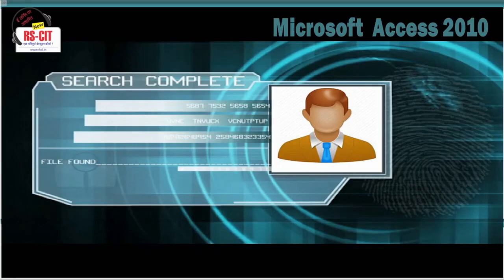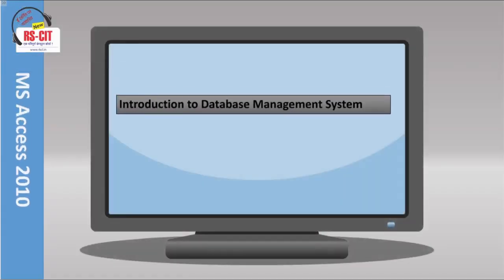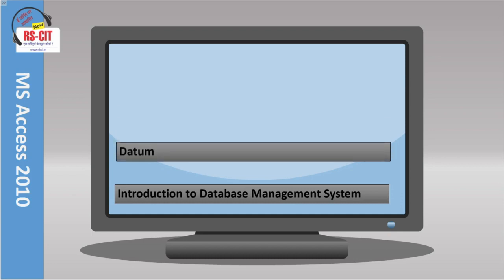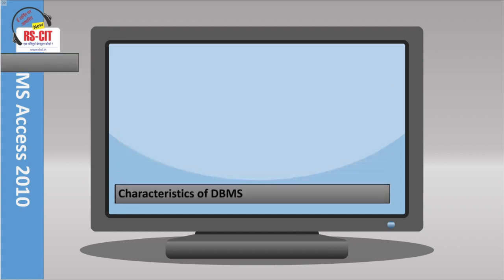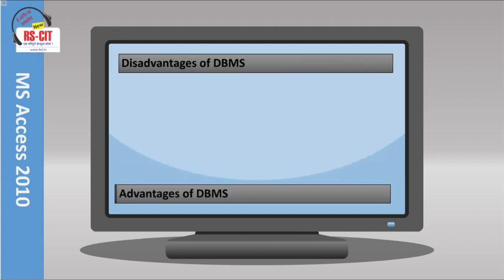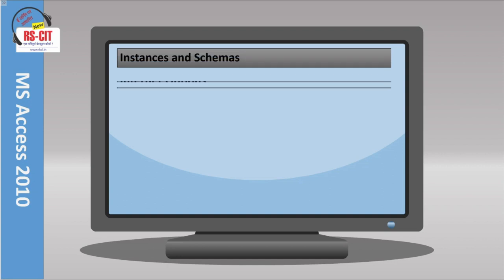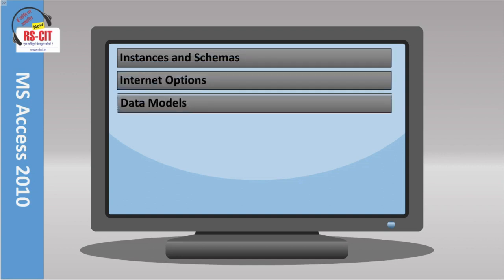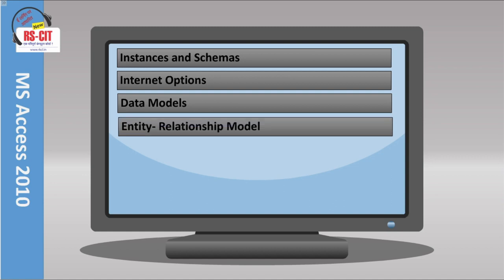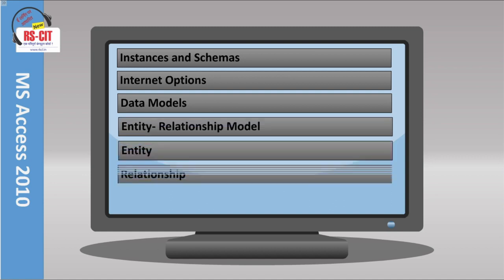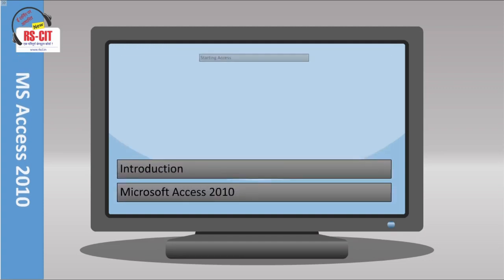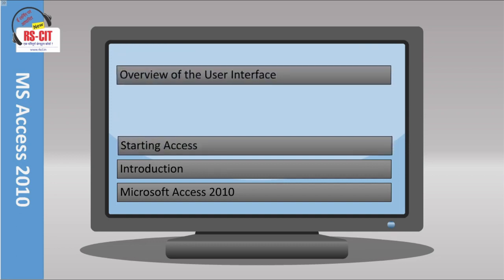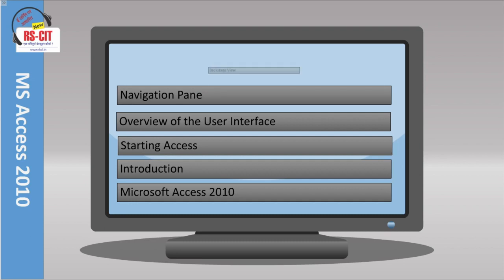This chapter will cover Introduction to Database Management System, Datum, Database Systems, Characteristics of DBMS, that is Database Management System, Advantages of DBMS, Disadvantages of DBMS, Instances and Schemes, Internet Options, Data Models, Entity Relationship Model, that is ER Model, Entity, Relational Model, Microsoft Access 2010, Introduction, Starting Access, Overview of the User Interface, Navigation Pane, Backstage View.